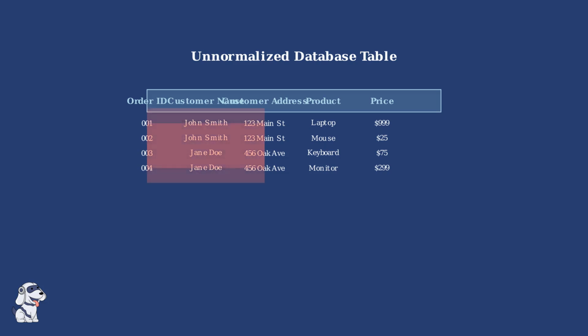The red highlighting shows redundant data. John Smith's address appears twice, and Jane Doe's address also appears twice. This redundancy creates several problems. This redundancy leads to three main types of data anomalies that normalization helps prevent.